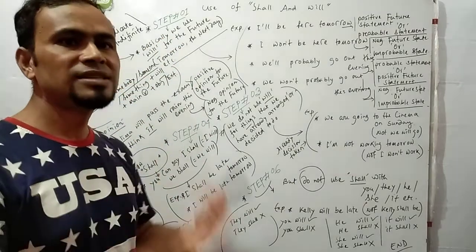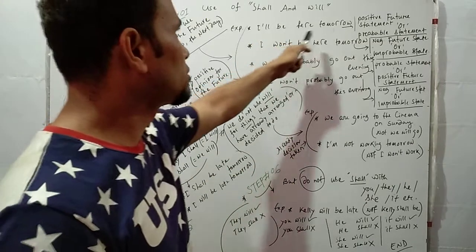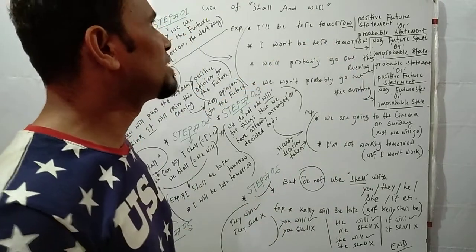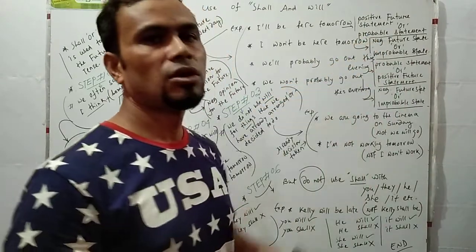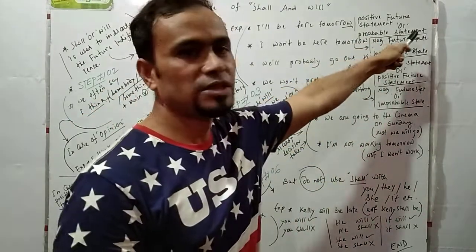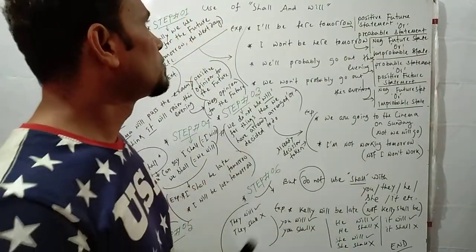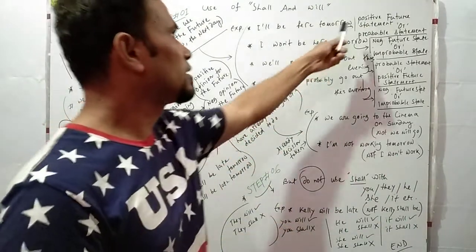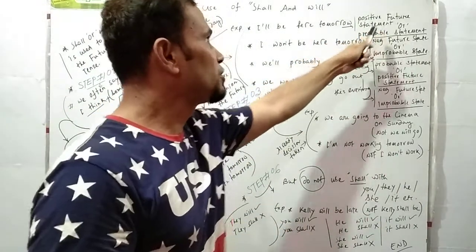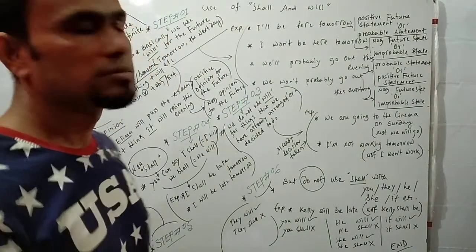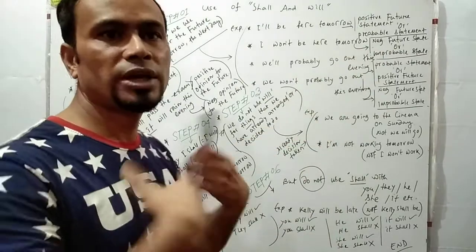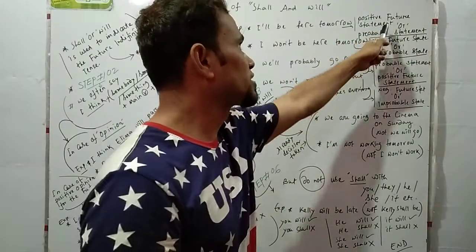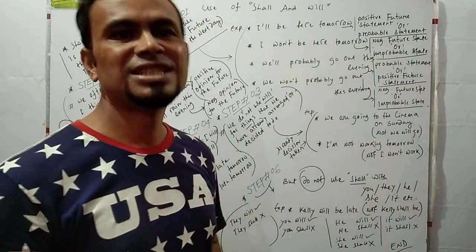So let's see examples. I'll be here tomorrow. This sentence means a positive future statement, or we could say a probable statement. Why can we say a positive future statement? Because there is a possibility to be here tomorrow. That's why we could say a positive future statement or probable statement.